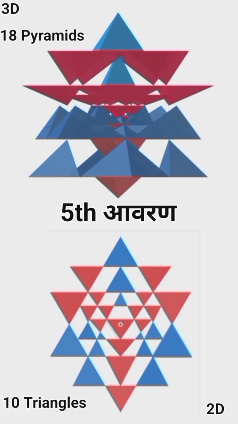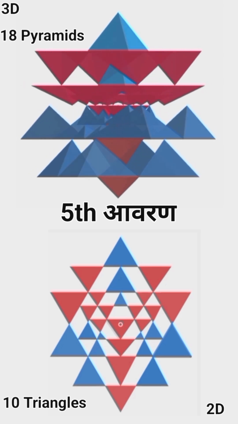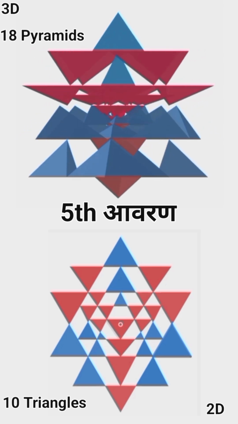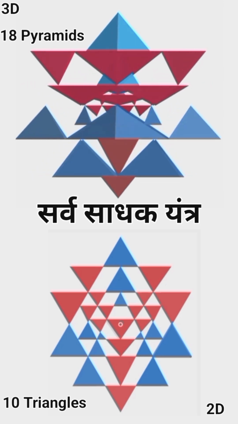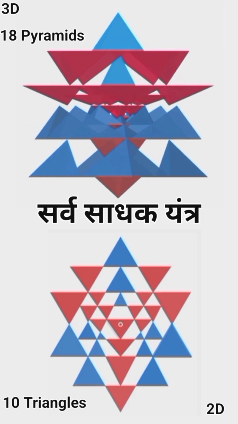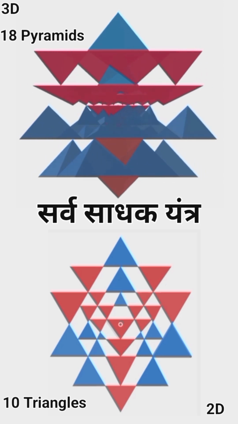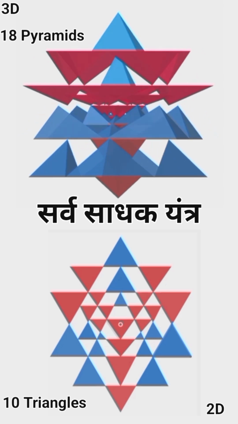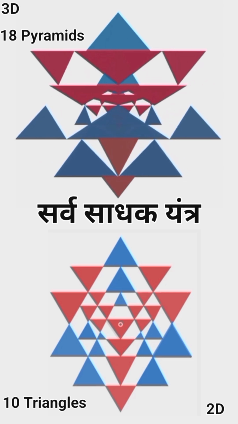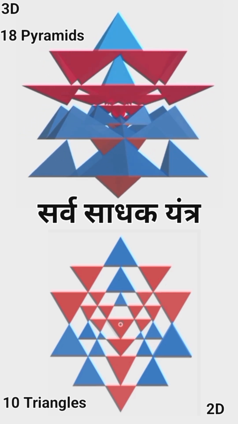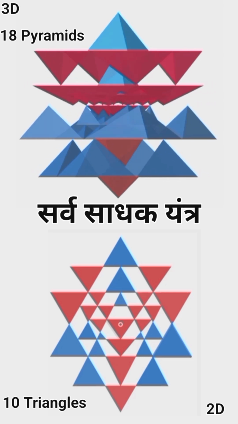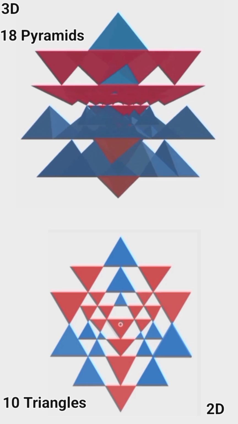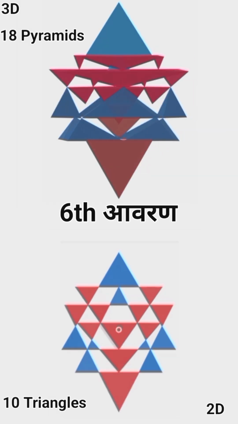The fifth avarana consists of 18 pyramids. In two dimensions, there are 10 triangles. The sadhak is now coming to the self-realization state. He can profoundly call himself a sadhak. He is able to manifest materially and spiritually. So, this is called Sarva Sadhak Yantra. He is also spiritually quite accomplished.